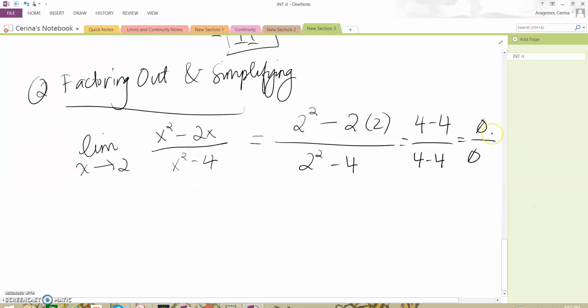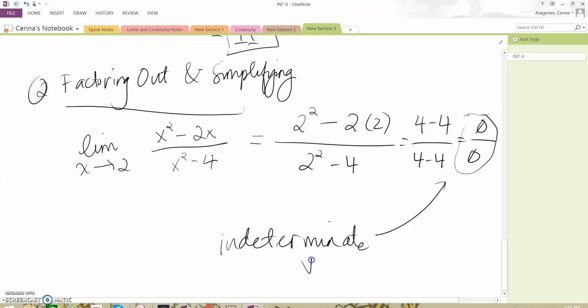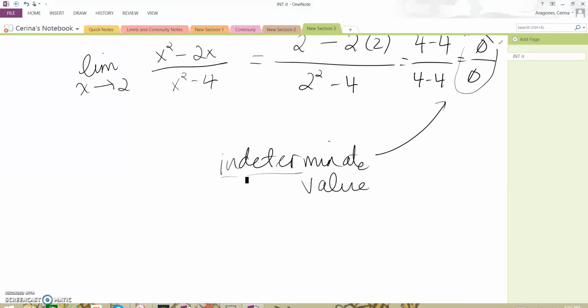Now, 0 over 0 is not a limit. It is a hole, so it doesn't really tell us much. Whenever you see a 0 over 0, that's what's called an indeterminate value. It means we can't determine what the limit is just by substituting. So we have to try a different method. When you see terms that you are able to factor out of your function, your best bet is to factor out and simplify before you substitute. So let's try.